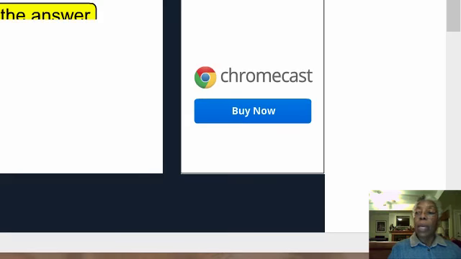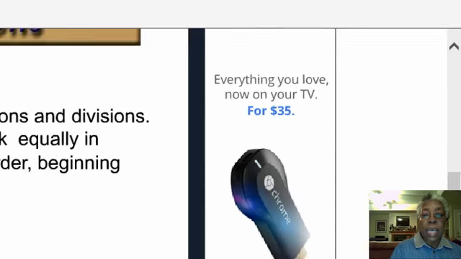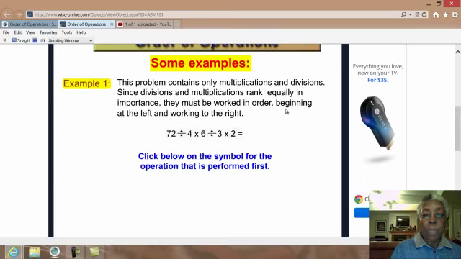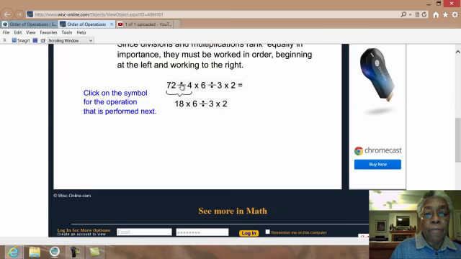Okay, we have example 1 here. This example says that this problem contains only multiplications and divisions. Since divisions and multiplications rank equally in importance, they must be worked in order, beginning at the left and working to the right. So we begin here: 72 divided by 4 times 6 divided by 3 times 2. Click below on the symbol for the operation that is performed first. And I believe we'll click here, 72 divided by 4.